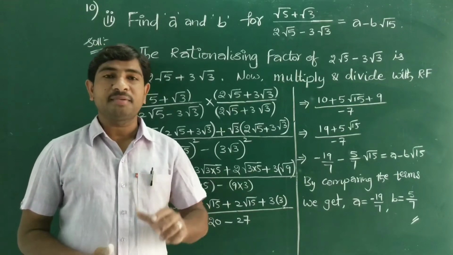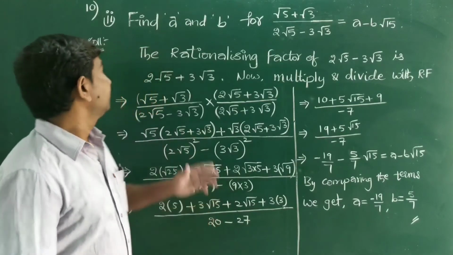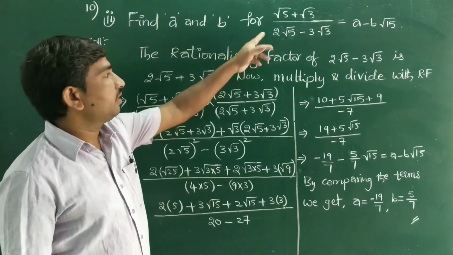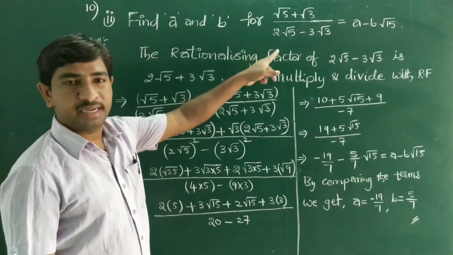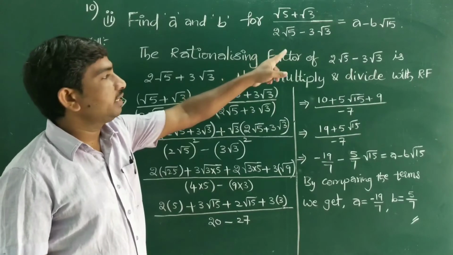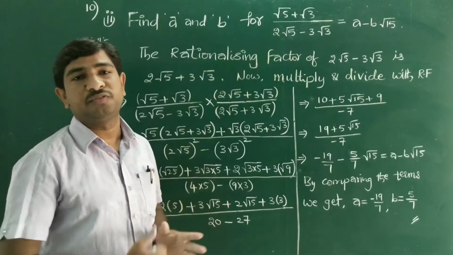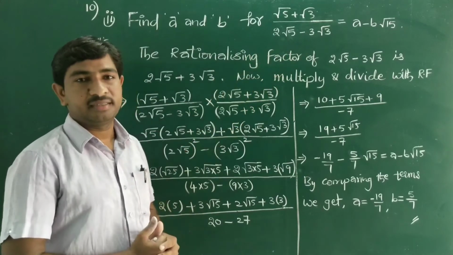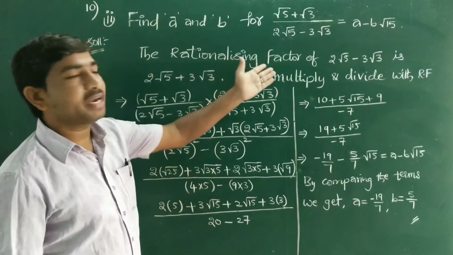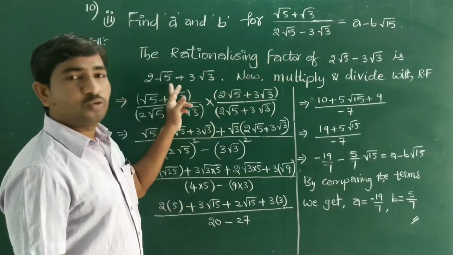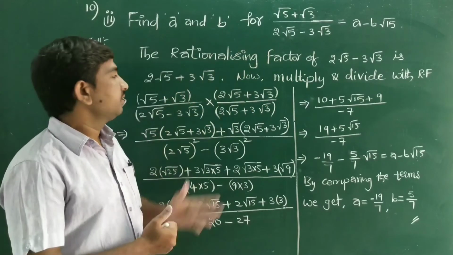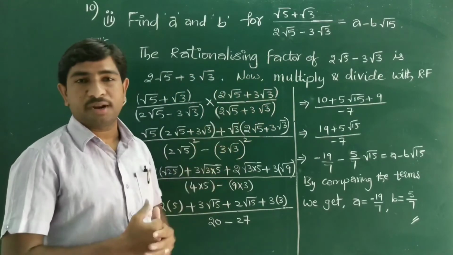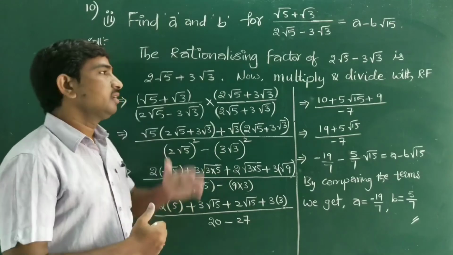Now see the second problem of the 10th bit. Find a and b for (root 5 plus root 3) by (2 root 5 minus 3 root 3) is equal to a minus b root 15. So here take the rationalizing factor for the denominator. It is better. So the rationalizing factor of the denominator is 2 root 5 plus 3 root 3. So now multiply and divide with RF. RF means rationalizing factor. So what will it be?